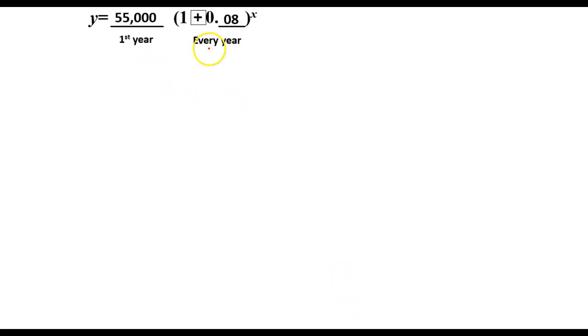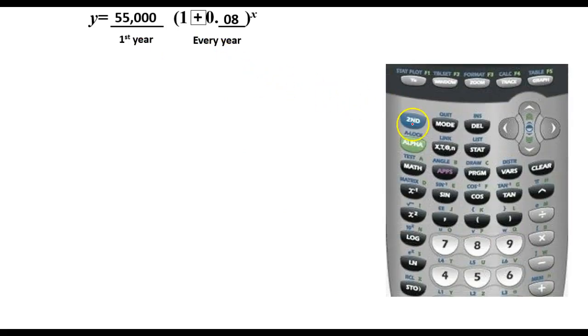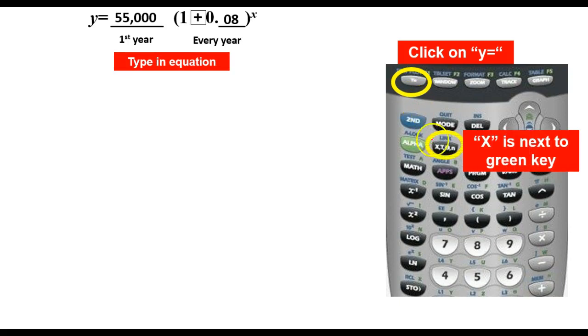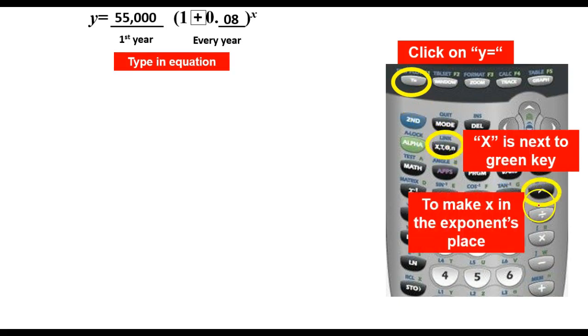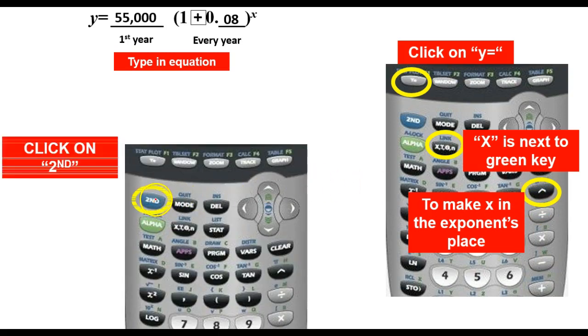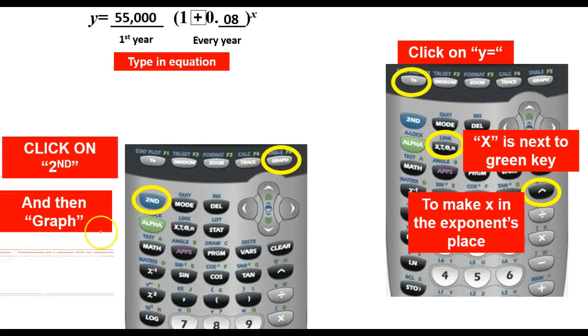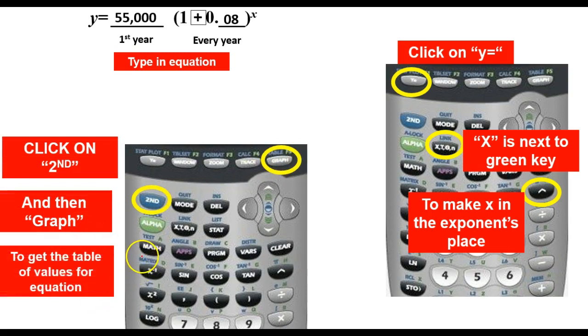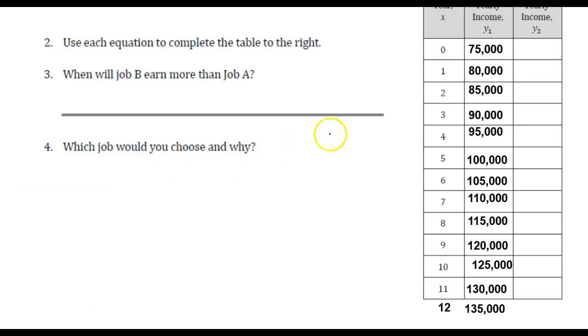For job B, we'll do the same thing. Let's go ahead and write in y equals. Let's go ahead and type in our equation. Remember where x is. Remember where that exponent key is. Then after you type it in, you're going to press second table and create a table of values for that one. So again, pause here before you see a list of job B's numbers. But here they go.